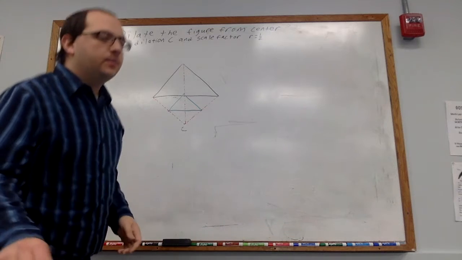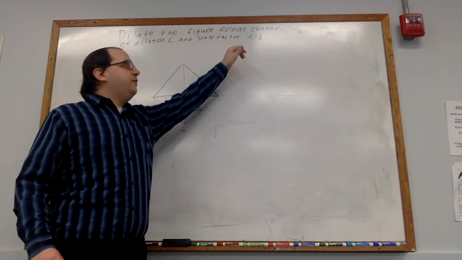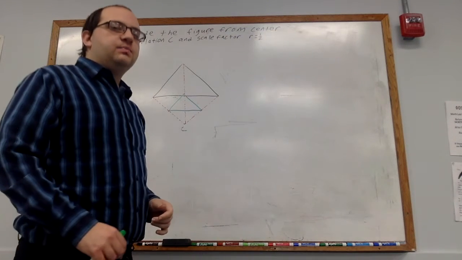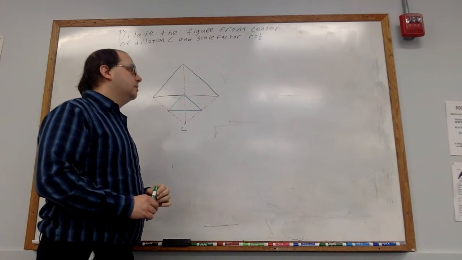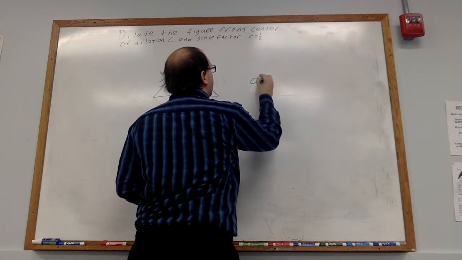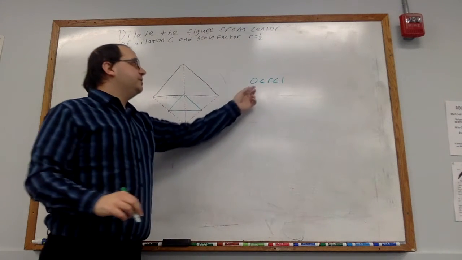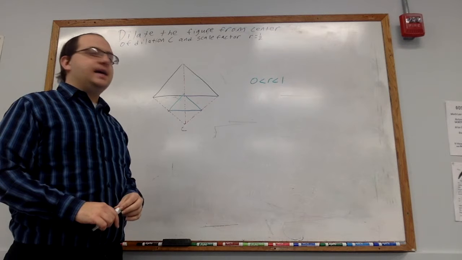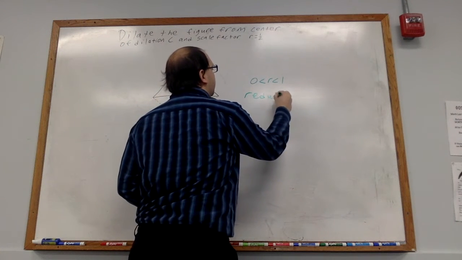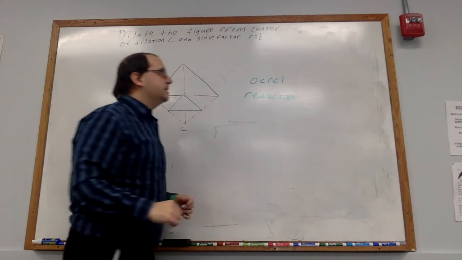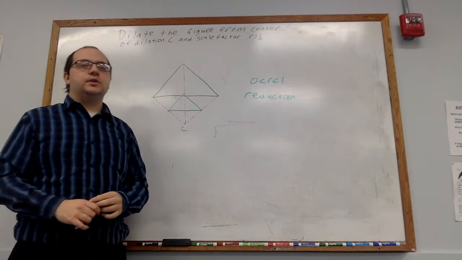All right, one last thing about this example is if the scale factor is between 0 and 1, so if 0 is less than r is less than 1, the dilation is going to be what's called a reduction. It makes it smaller. So if it's anywhere between 0 and 1, it's a reduction.